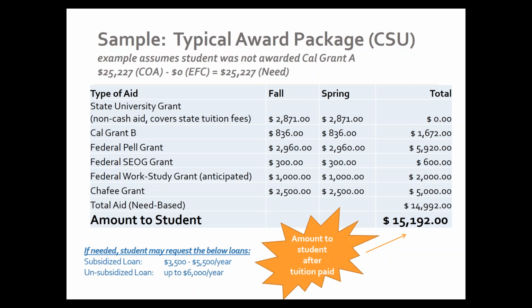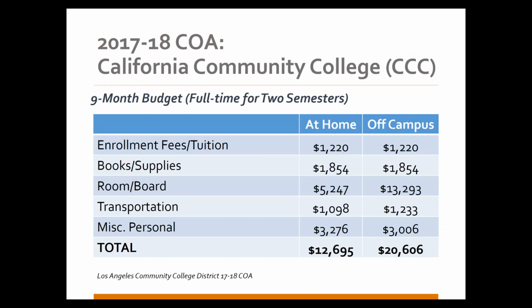Thanks, Tanae. So I think now we are going to have Maisel walk us through cost of attendance and typical award package for community college. Yes, so for the community college, we only have two costs of attendance. One is at home and the other is off campus. We don't have housing in community college, therefore we don't have on campus budgets.